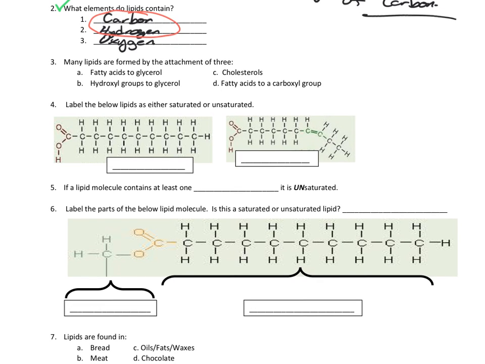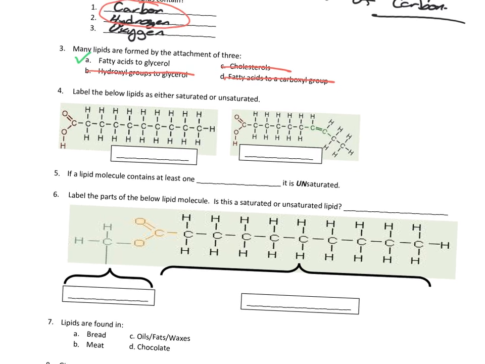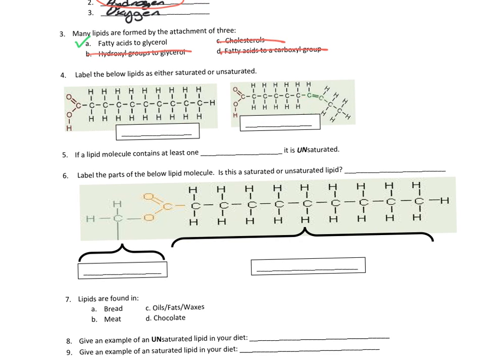Many lipids are formed by the attachment of three what? Fatty acids to glycerol. Not hydroxyl groups to glycerol, not cholesterols, not three cholesterols, not fatty acids to carboxyl groups. Those three are wrong. Yes, sir. What do I put if they circle three answers? It's wrong. There's only one answer. Anything other than A is wrong. Mark it wrong, please. It's okay. Anything other than one answer, A, all the other is wrong. They don't know.